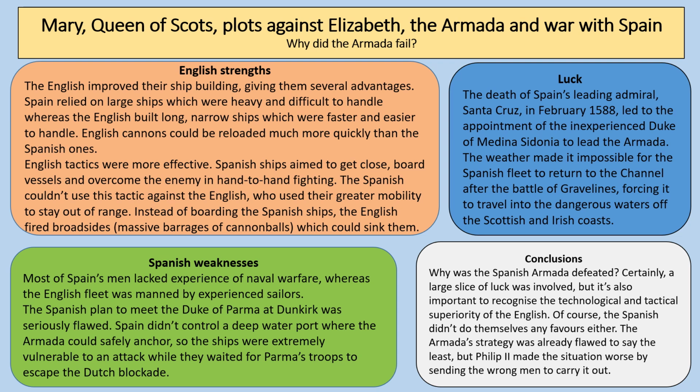The Spanish ships had aimed to get close to board vessels and overcome the enemy in hand-to-hand fighting. The Spanish couldn't use this tactic against the English. They used their great mobility to stay out of range of the Spanish. Instead of boarding the Spanish ships, the English fired broadsides, which are massive barrages of cannonballs, which could sink them.